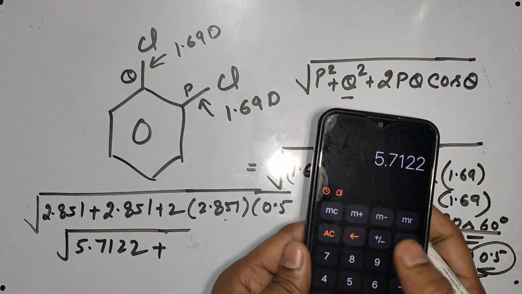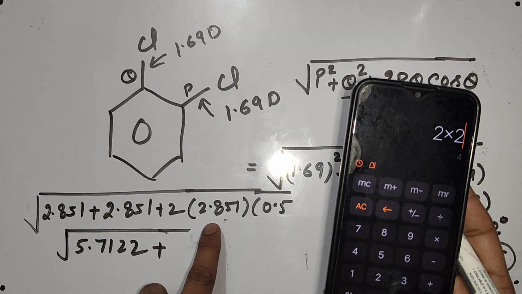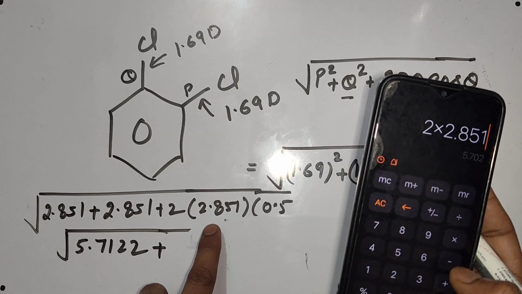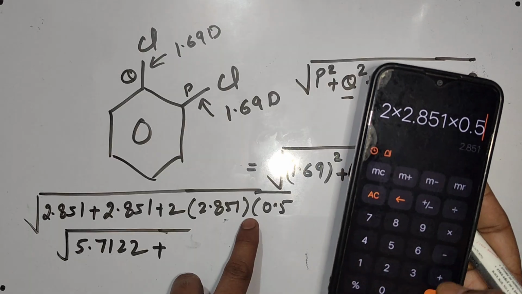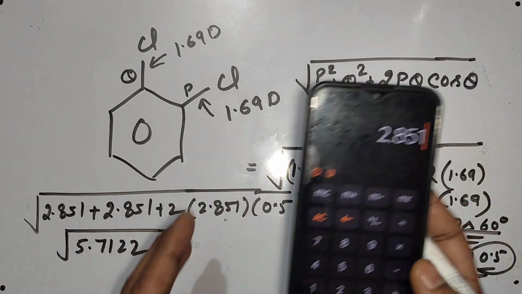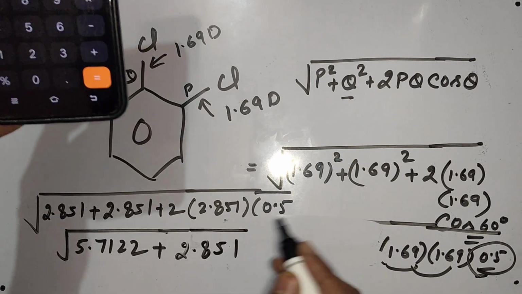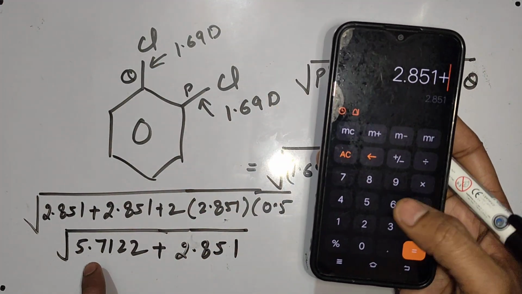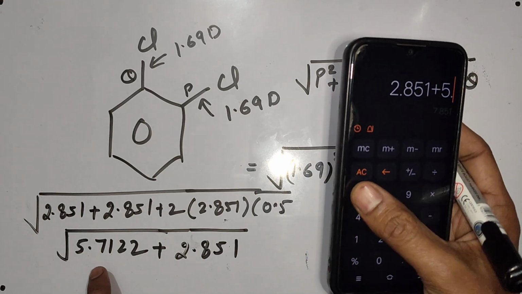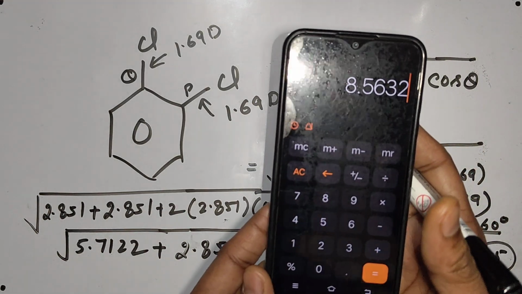Plus, let's solve this part. 2 multiplied by 2.8561 multiplied by 0.5 is giving us the value 2.8561. Let's add it. 2.8561 plus 5.7122. The value is 8.5683.